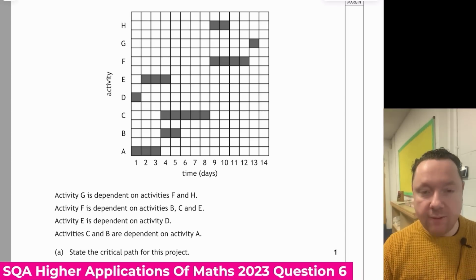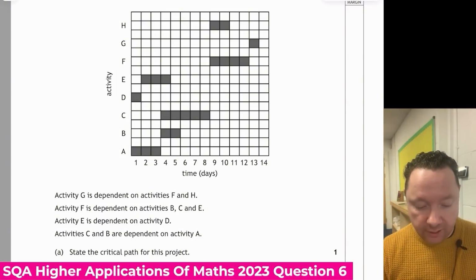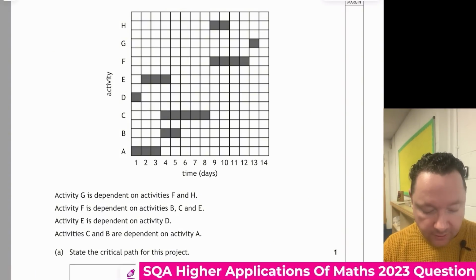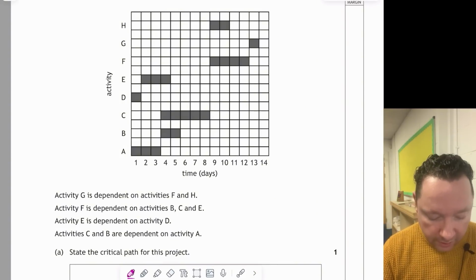SQA Higher Application of Maths 2023 question 6. The Gantt chart below shows the activities used to complete a project. A is dependent on F and H. F is dependent on B, C, and E. E is dependent on D. And activities C and B are dependent on A.